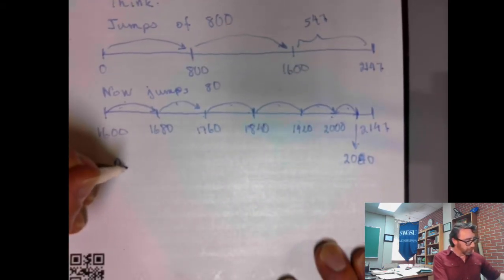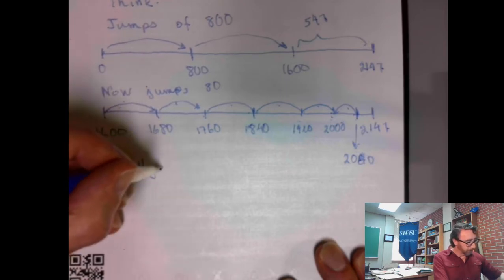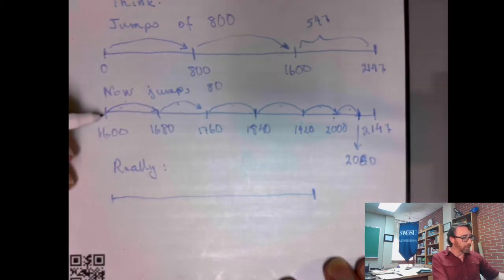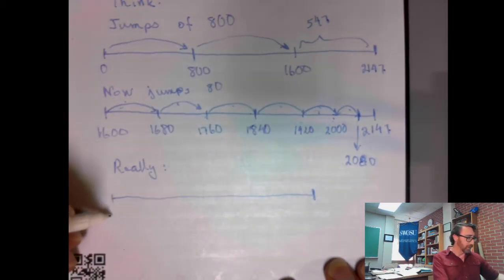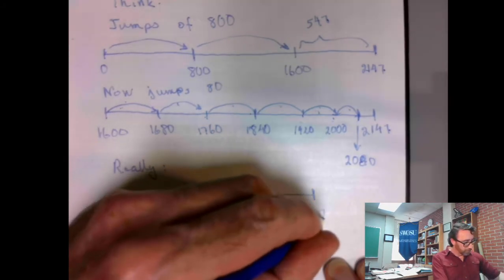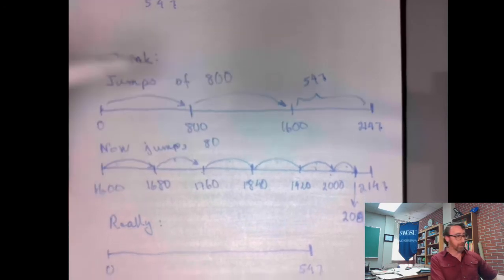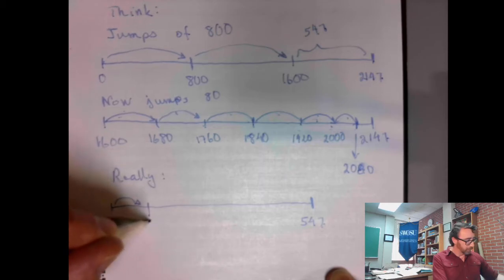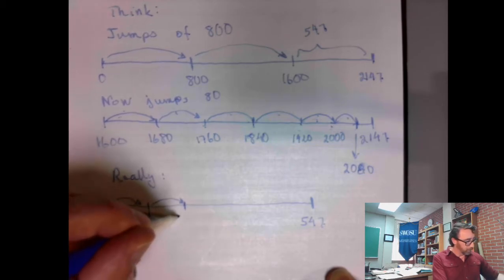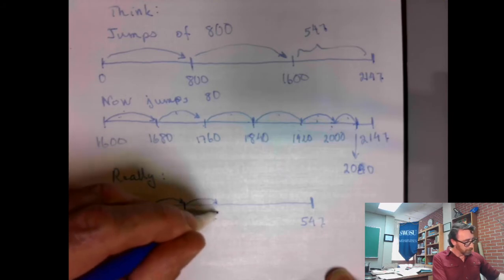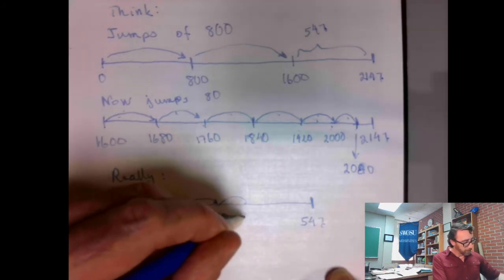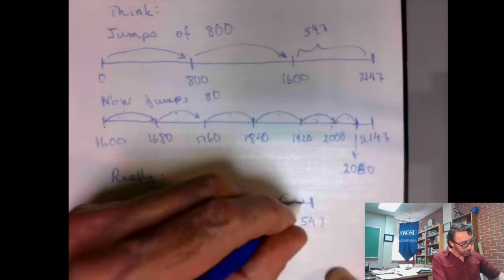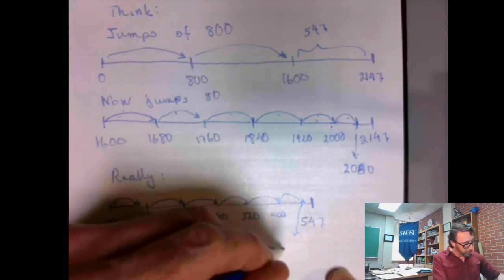Now, really, what we might also think about, we just want to make up that gap. Okay, you don't really have to go from 1600 to 2147. The gap from the first stage was 547, and you're counting in jumps of 80. So you got 80, 160, 240, 320, 400, 480.